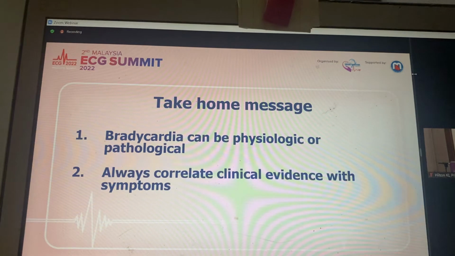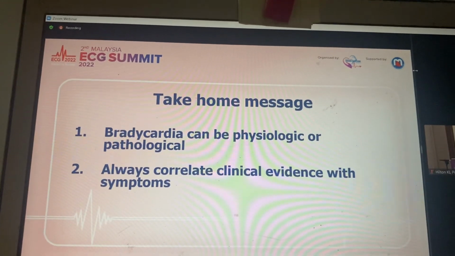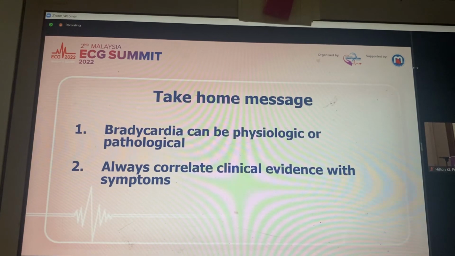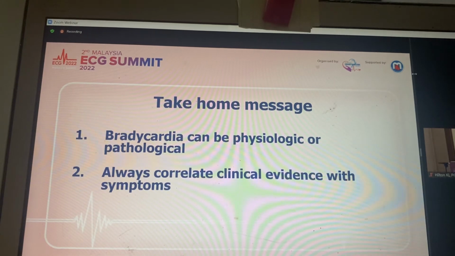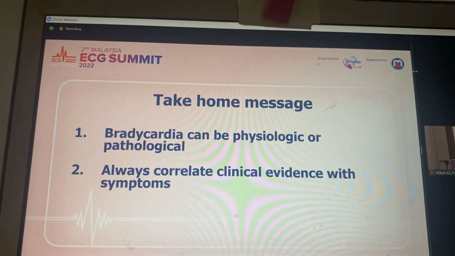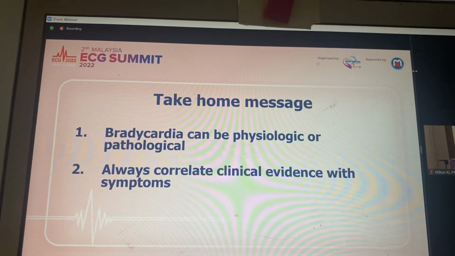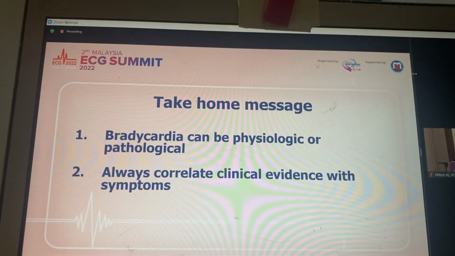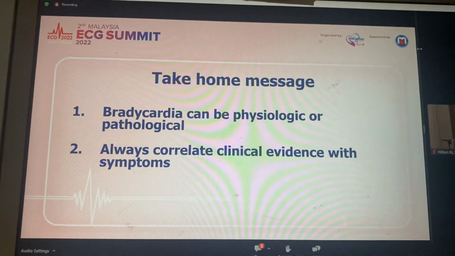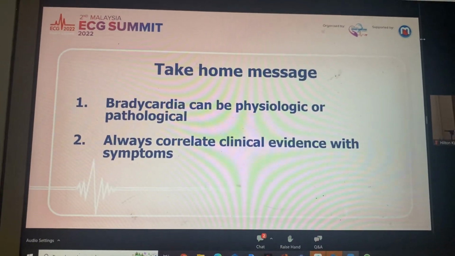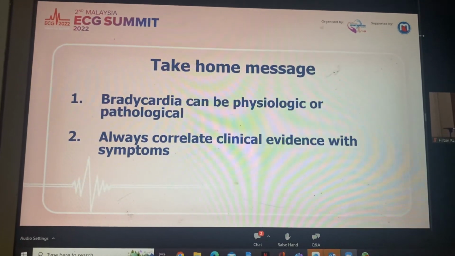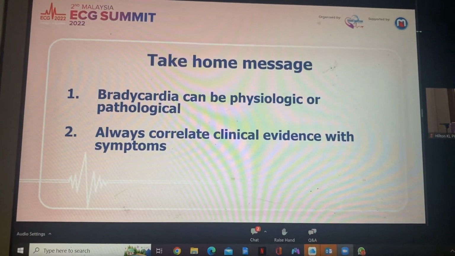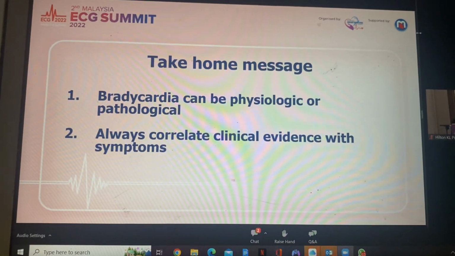So the take-home message from my presentation: basically you can have any type of bradycardia, but the bradycardia can be physiologic or pathological. Especially in a patient with SN disease, whenever you have sinus pauses, try to correlate whether the pause and the symptom are related to each other or not. Always correlate the clinical evidence with the symptoms, and try to rule out all reversible causes, because sometimes you might miss simple things like electrolyte imbalance. Sometimes a patient may present with dizziness probably due to vasovagal, or due to hypoglycemia. With that, I end my presentation, and thank you.